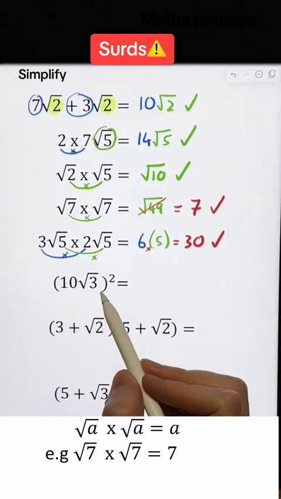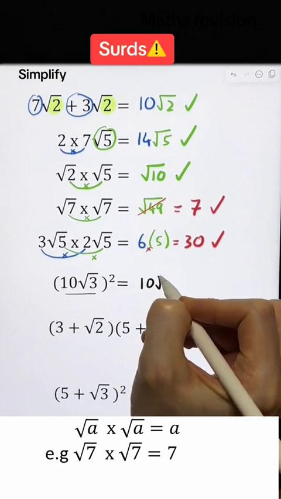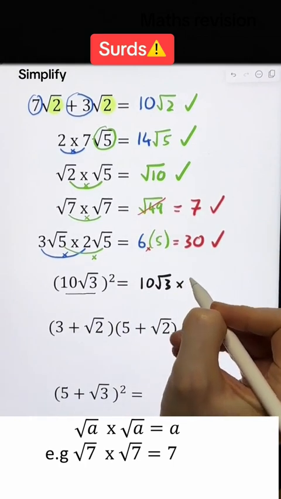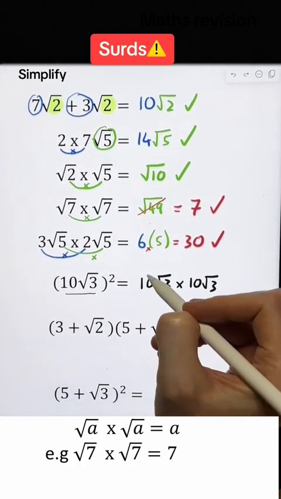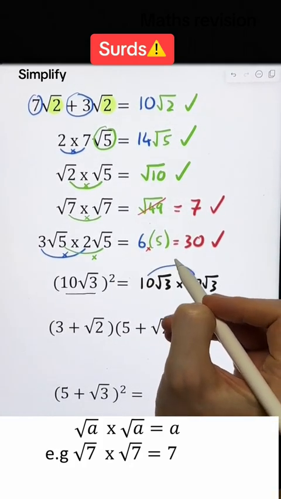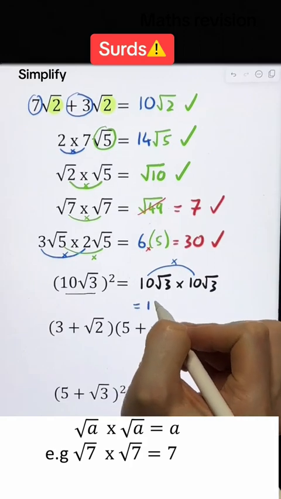Here we have 10 root 3 in brackets squared, and squared means multiply it by itself. So my first step is to write out the bracket twice. So 10 root 3 multiplied by another 10 root 3. We know when multiplying surds, if the number is on the outside, we times them on the outside. Here 10 times 10 will give us 100.